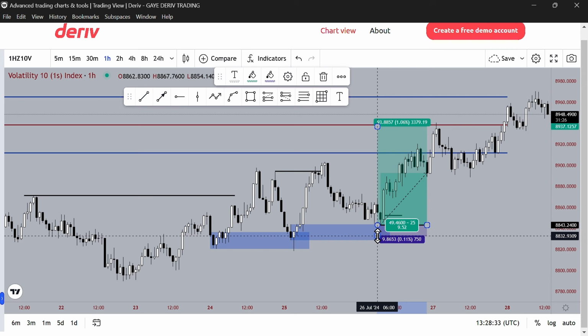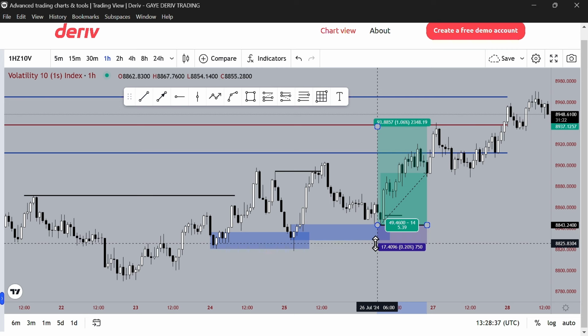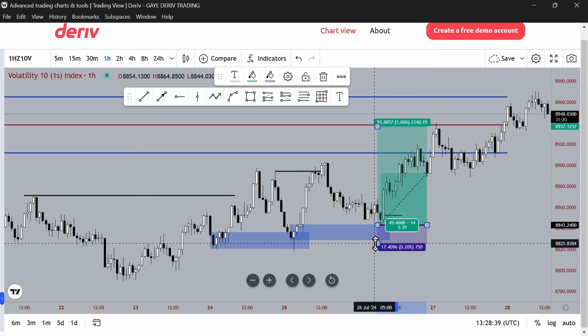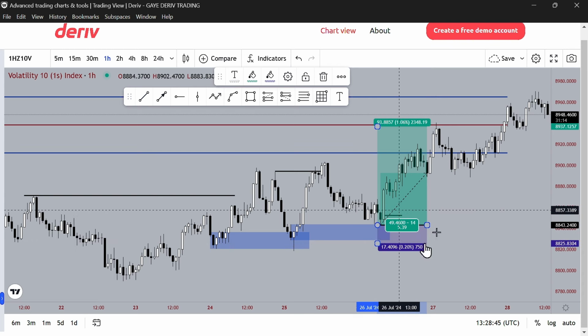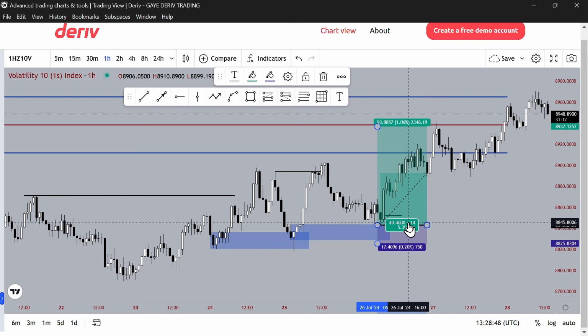So it depends on the assets as well. If it's an asset with a higher pip value, and I realize that this 1 hour entry is giving me a lot of risk even with the minimum lot size, then I will make sure I reconfirm on M15 or on M5 to reduce that stop loss. So all these factors come into play. It depends on the money at hand.